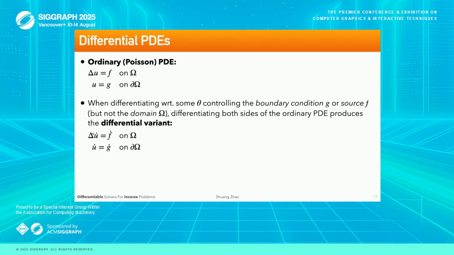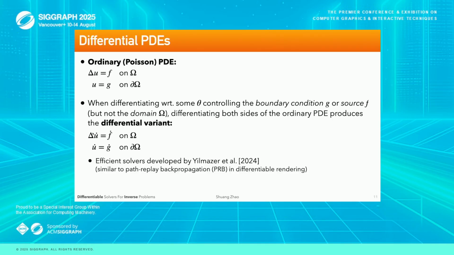So conceptually, this is simple, right? We differentiate f and g, and we do basically another forward solve, and we'll get what we want. Of course, in practice, to do it efficiently, to, for example, avoid automatic differentiation running out of memory and so on, precautions still need to be taken. For example, Ioannis et al. developed a method very similar to path replay backpropagation in differentiable rendering to make this differentiation process more efficient. But unfortunately, I won't be able to go over some of the details here.